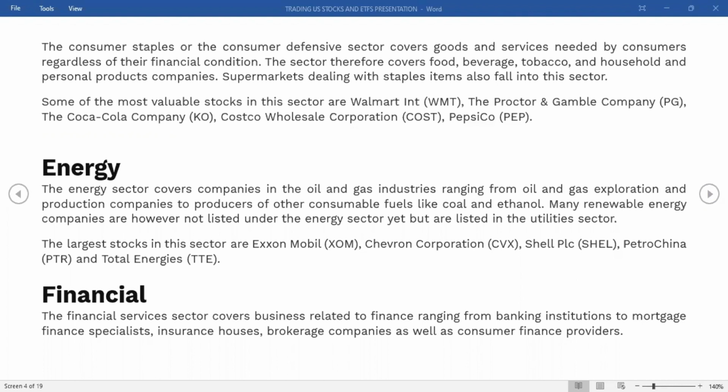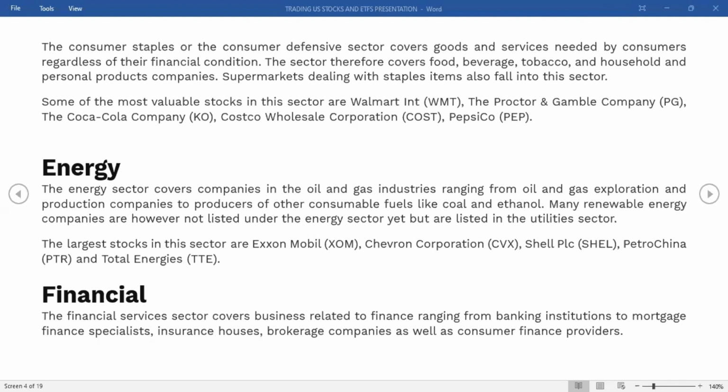Let's go to the energy sector. The energy sector has been the OG of this year, the best performing sector this year. The energy sector covers companies in the oil and gas industry, ranging from oil and gas exploration and production companies to producers of other consumable fuels like coal and ethanol. Some of the largest stocks in this sector, we have ExxonMobil, we have Chevron, and we have Shell.